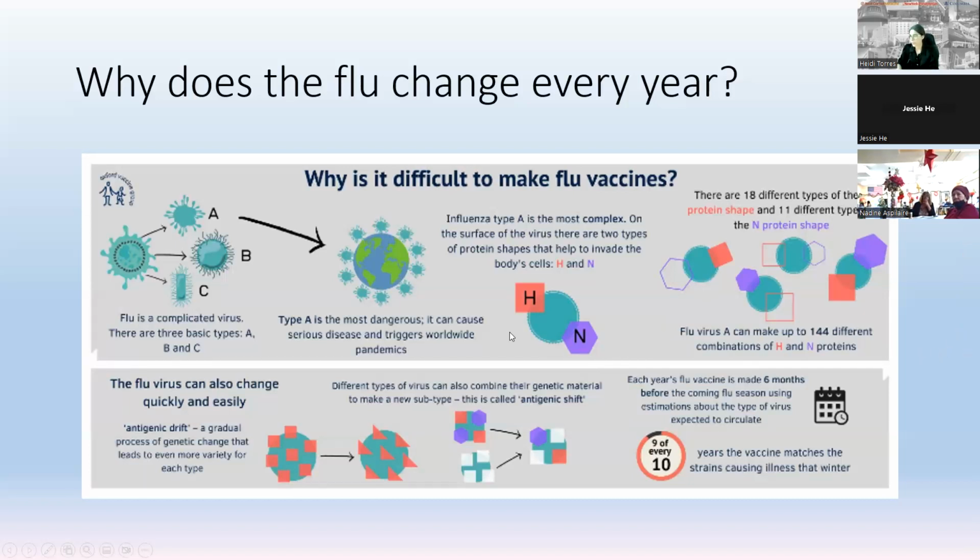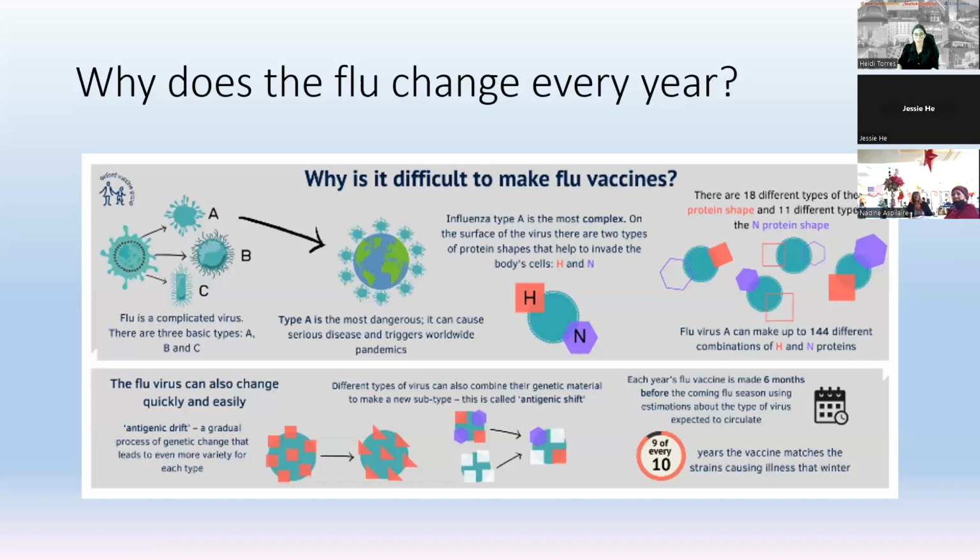There are two main ways viruses, specifically the influenza virus, change. They teach us in genetics about antigenic drift and shift. Drift is when the virus slowly changes its proteins on its surface.